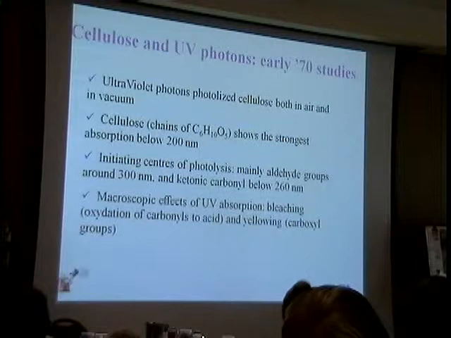Here are some details. This is a short summary of these studies. The strongest absorption is for photons having a wavelength shorter than 200 nanometers. Aldehyde groups and ketonic carbonyl are the main responsible for absorption. And the macroscopic effect may be bleaching or yellowing.